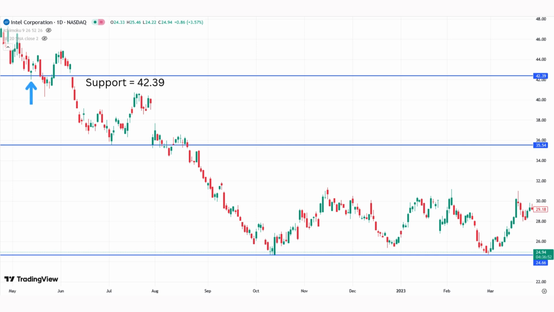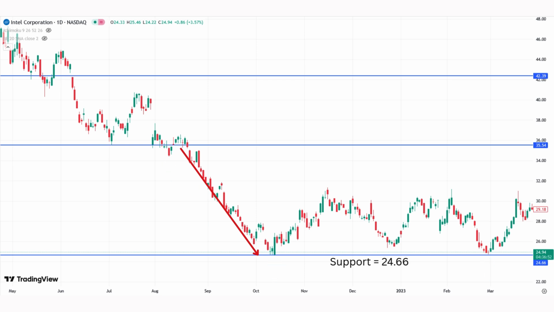But what happens if a support breaks? Like this. Now when I say break, I mean price close below it. If a support breaks, it is a bearish signal and price is expected to fall to the next support level. That level for a brief period of time was around 35.54 until it was broken again. That led Intel lower to the next support around 24.66, which held back declines twice and bounced Intel higher.